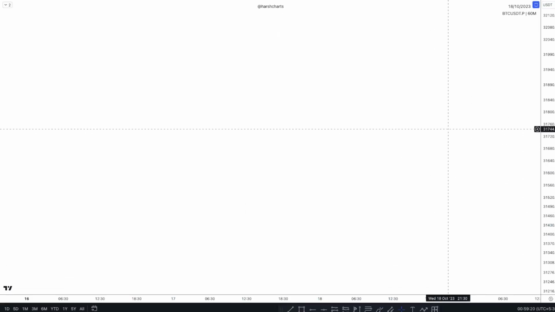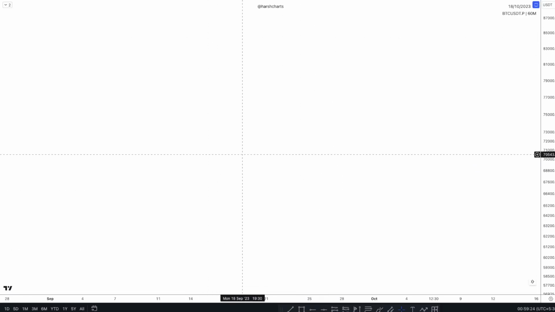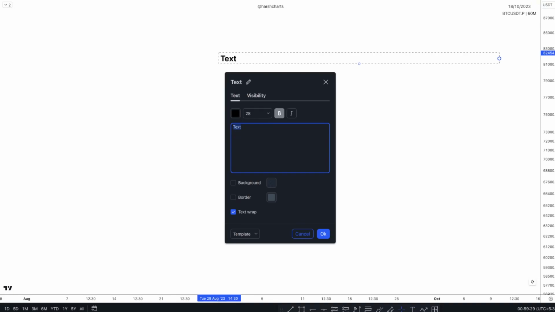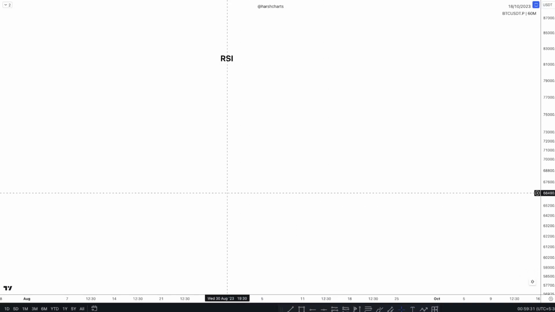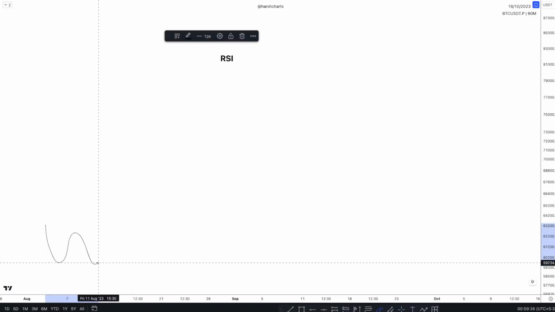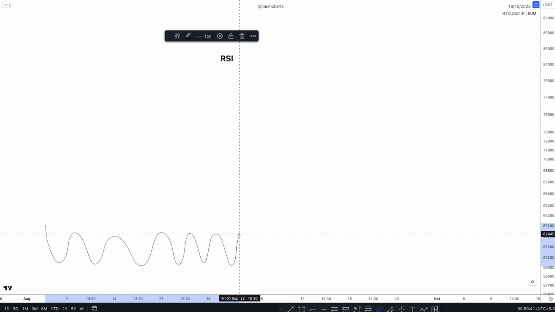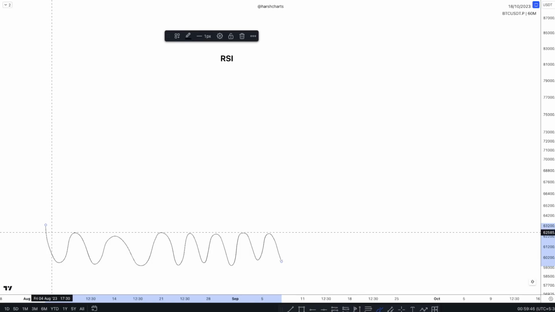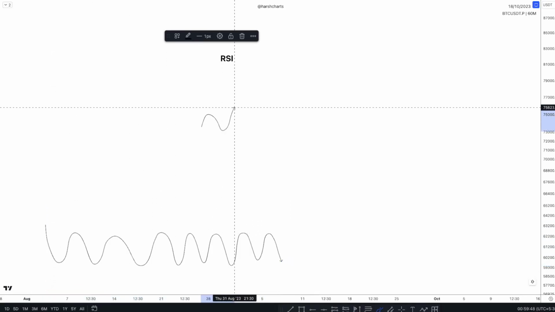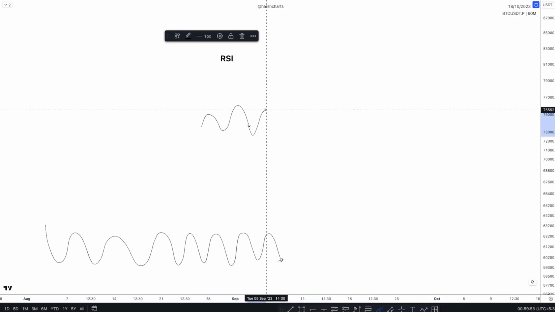Okay, now I can see the chart better. So again, let me write RSI. The thing I was saying is that all the things you see at the bottom acting like a line are oscillators, and oscillators are lagging indicators, meaning they follow the price and then they predict the movement.